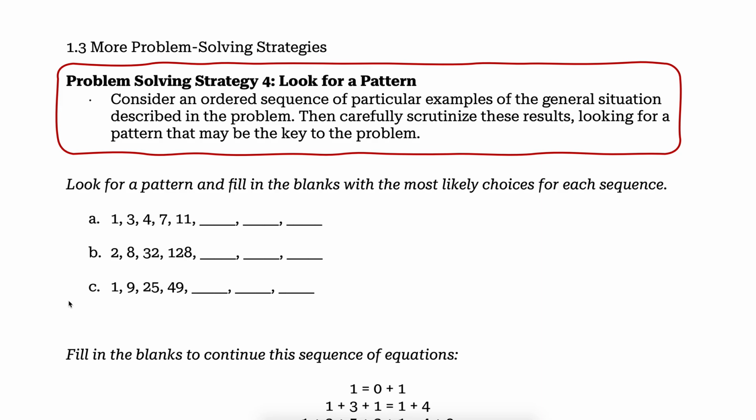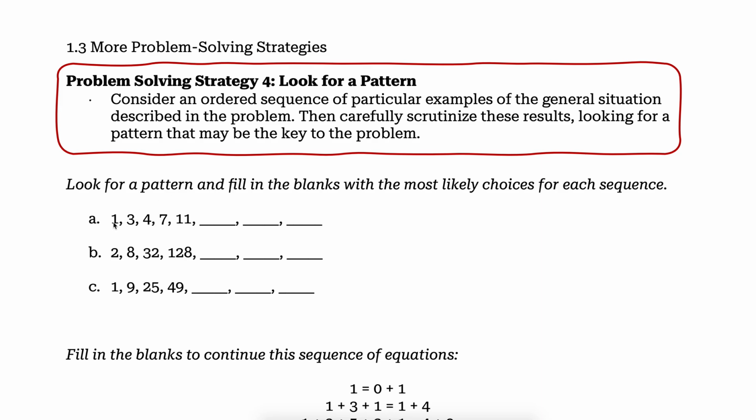So this first example, we have 3 sequences of numbers, and we want to look for a pattern to fill in the next few blanks for each of them. Some of these are probably going to be a little simpler than others. So this first one here, we've done variations of this before. So we have 1, 3, 4, 7, 11.